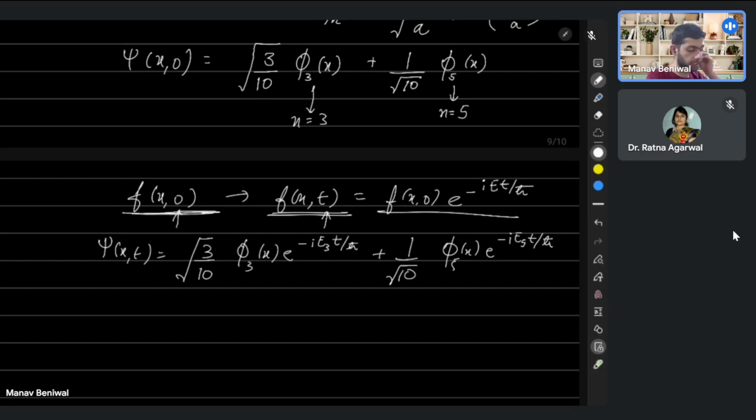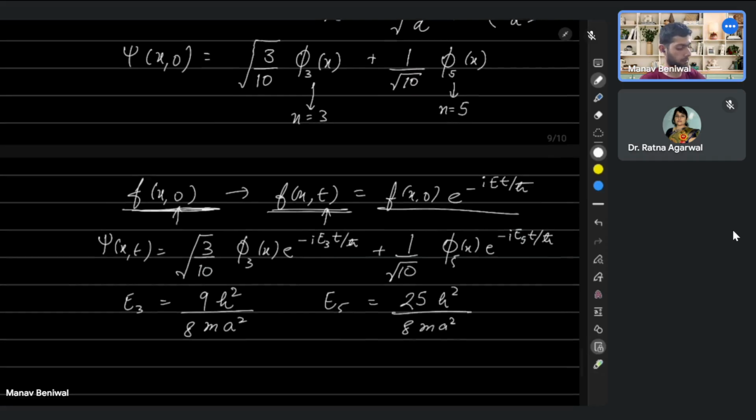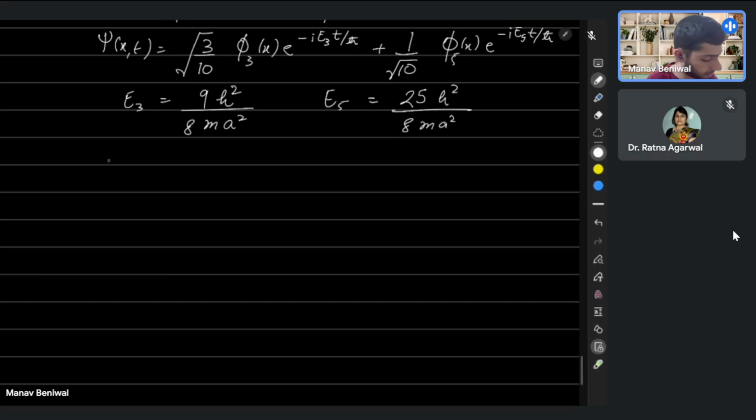So what will be E3? We know that n is 3, so 3 squared is 9, h squared over 8ma squared. Similarly, E5 will be 25 h squared over 8ma squared. So finally, we can write psi(x,t) to be like this.